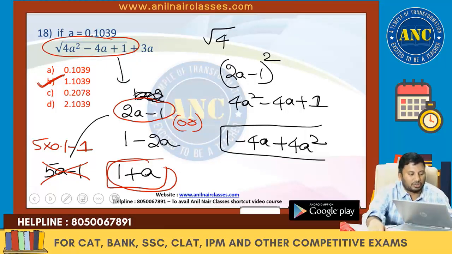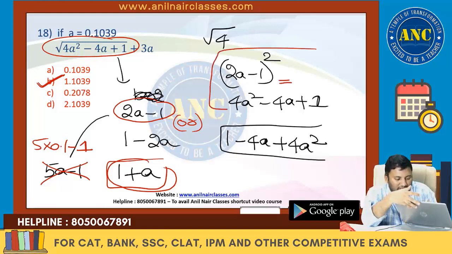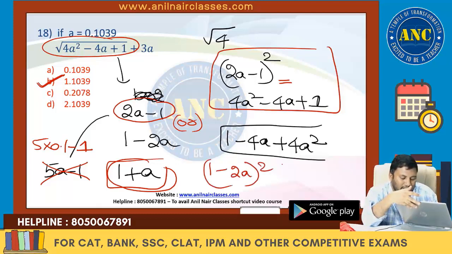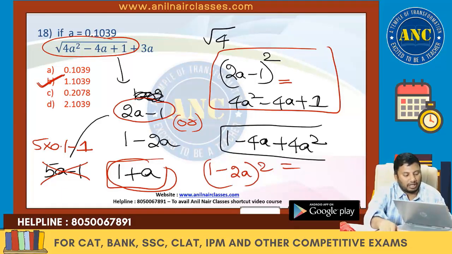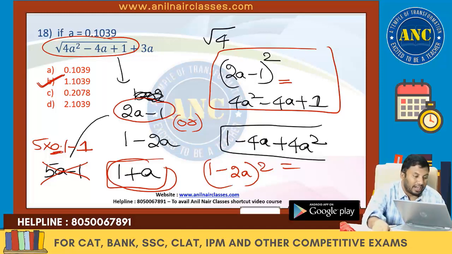Next question: 2a minus 1 or 2a plus 1. (2a minus 1) whole square is 4a square minus 4a plus 1. (1 minus 2a) whole square is 1 minus 4a plus 4a square. So it is 2a minus 1 or 1 minus 2a. 2a minus 1 plus 3a, which is a plus 1, which is 5a minus 1. A is 0.1. 5 into 0.1 minus 1 is negative. It cannot be negative, right?